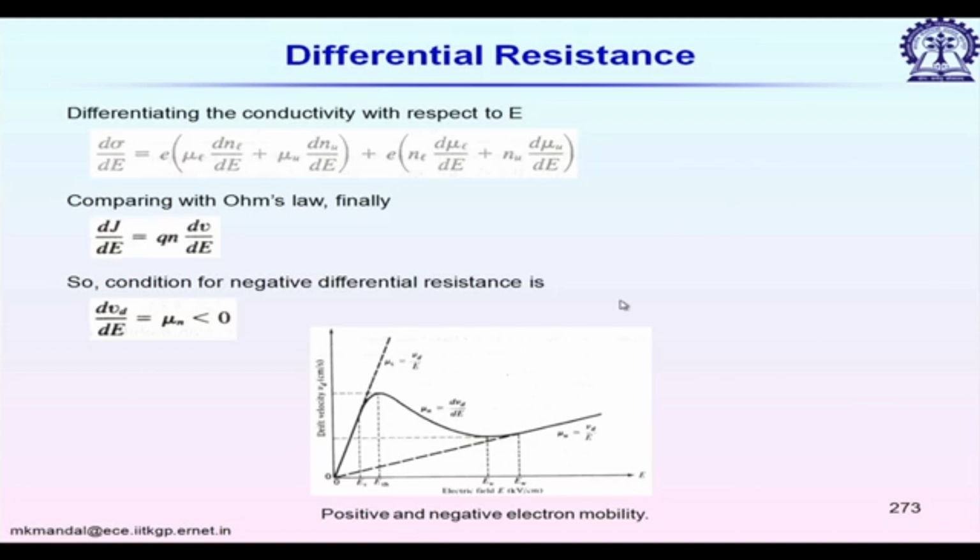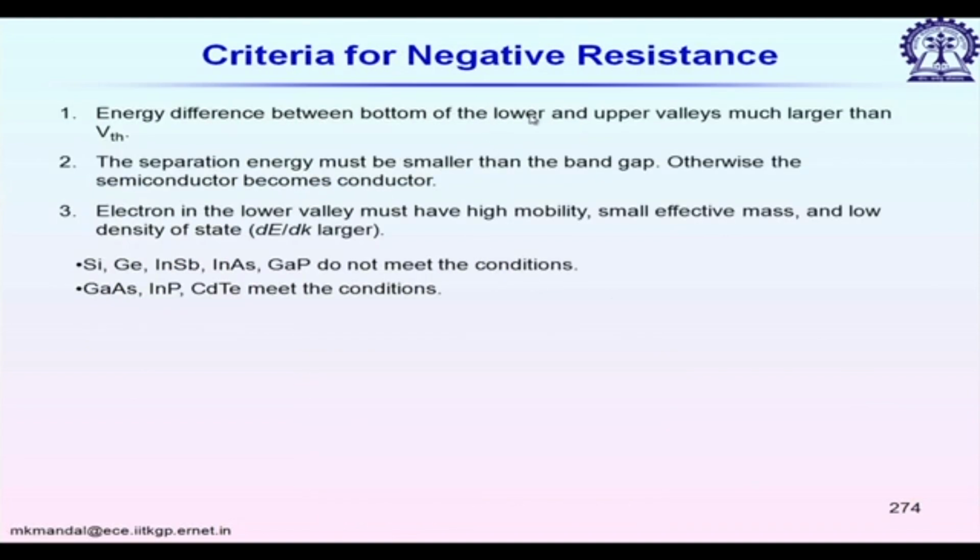these two different valleys. So, criteria for negative resistance, we can generalize: the energy difference between the bottom of the lower and upper valleys must be much larger than the threshold value. The separation energy must be smaller than the band gap, otherwise the semiconductor becomes a conductor, and electrons in the lower valley must have high mobility, small effective mass, and low density of states.